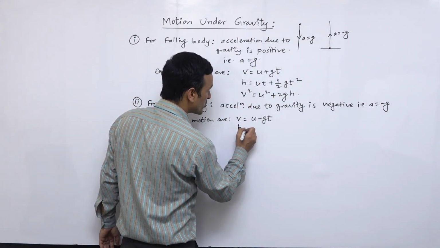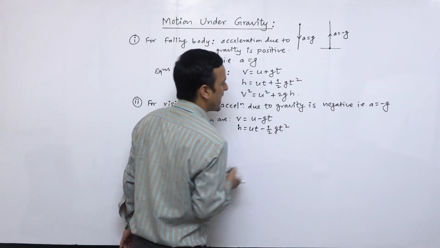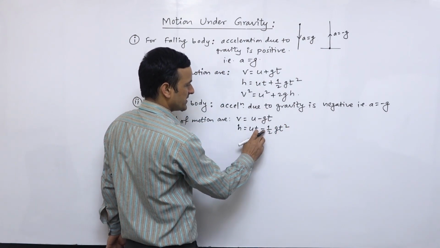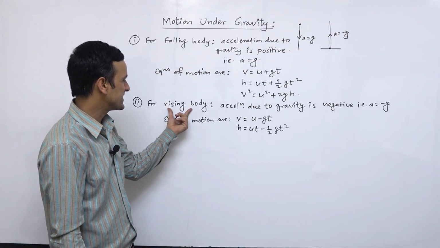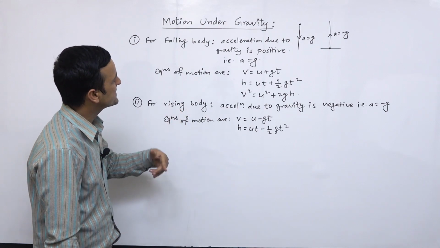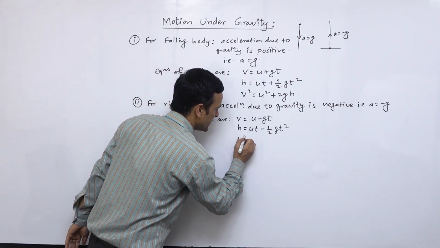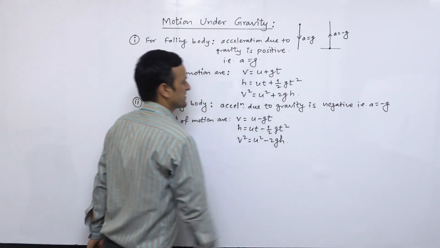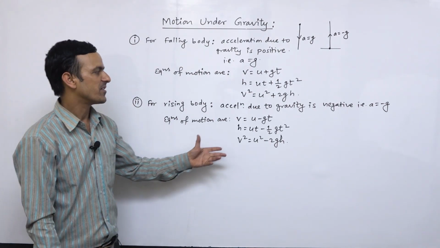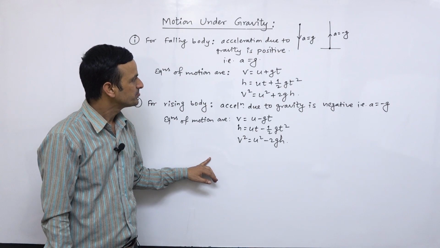So h = ut - 1/2 gt². Here it is plus, but in this case we have to write minus sign because our body is rising up or projected up. And here v² = u² - 2gh. So this type of formula we can use for solving the question.